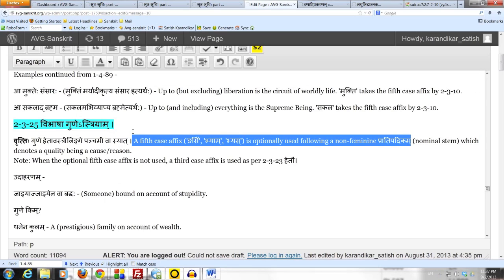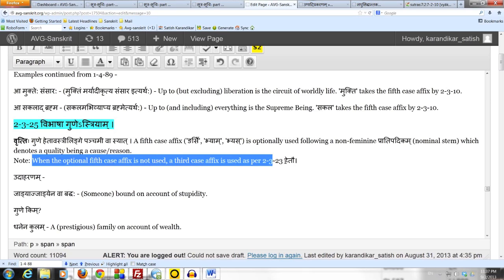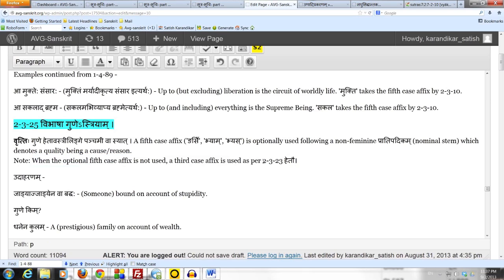Sutram says astriyam, which denotes a quality or a virtue, that is a cause or a reason. So the pratipadikam should denote a quality or virtue that is a cause or reason. Note here that the Sutram says vibhasha, so the fifth case affix is optional. When the fifth case affix is not used, then we go back to 2.3.23 and use a third case affix.